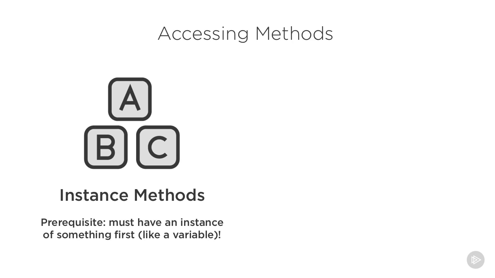Instance methods have prerequisites. You must have an instance of a data type before you can use the method. In a nutshell, you have a variable that stores a value. Your variable is your instance of something. So once you have your variable, you can call an instance method against it.